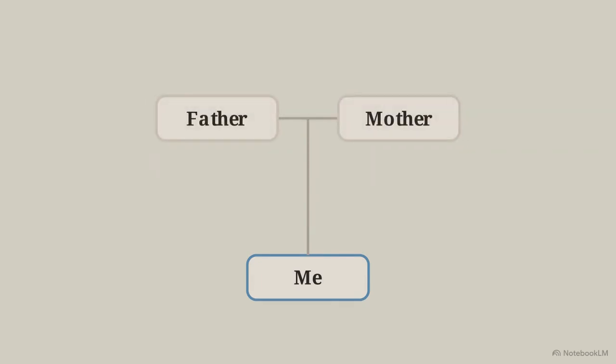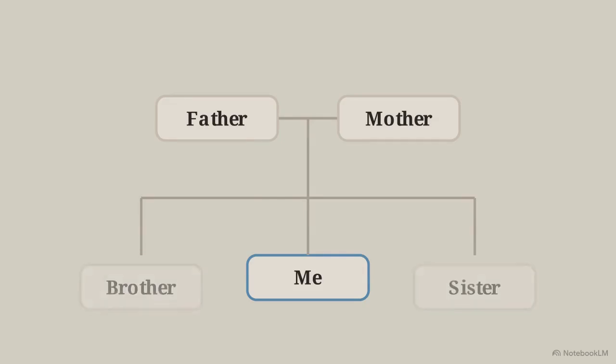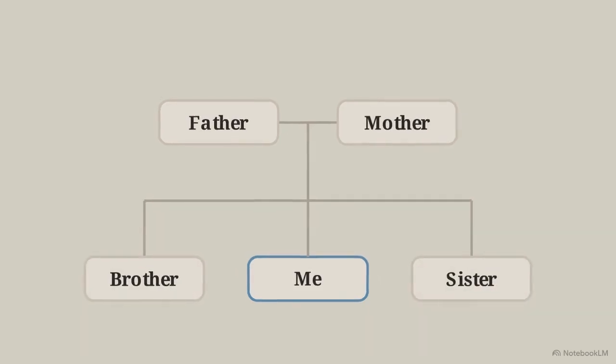This diagram shows the basic building blocks of a family. We start with you right in the center and branch out to your immediate relatives. Up top, we have your mother and your father, and beside you, your brother and your sister. But family gatherings are rarely that small.